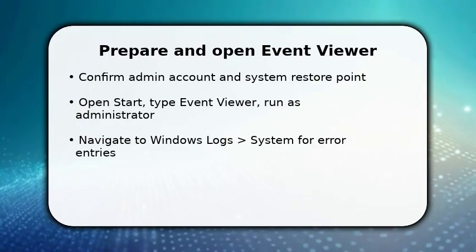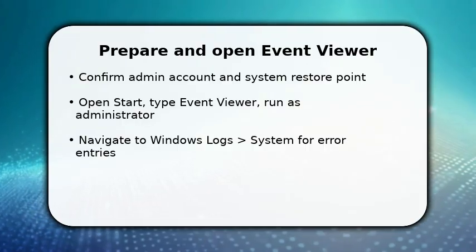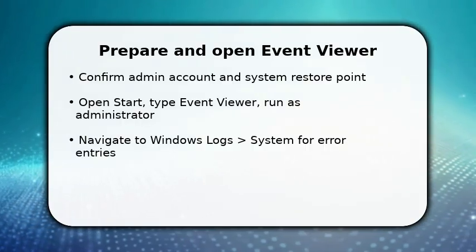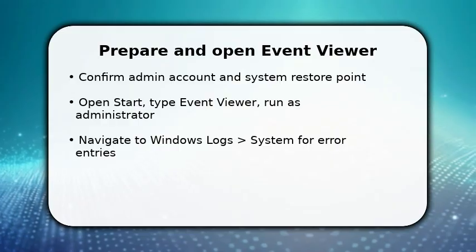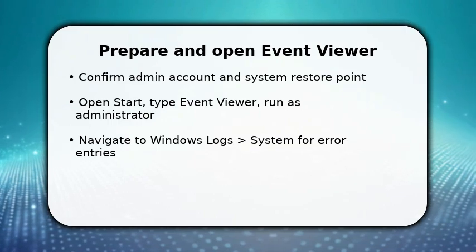In Event Viewer, expand Windows Logs and select System to begin filtering. You're looking for critical or error-level events around the crash timestamp. Note the exact date/time, so the next steps target the right records.